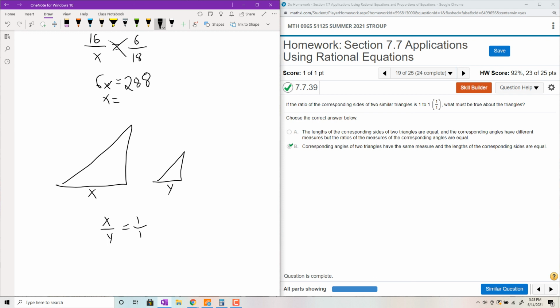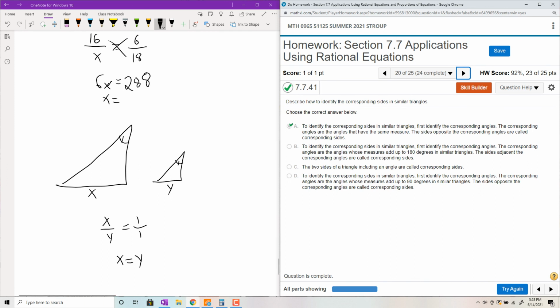Well, if you cross multiply, you'll see that these two sides must be exactly the same. So the corresponding sides to these corresponding angles here are the same, and that's what I picked there. The corresponding angles of the two triangles have the same measure, and the lengths of the corresponding sides are equal. Okay, so that's similar triangle stuff. Is that it? I think that's pretty much it.